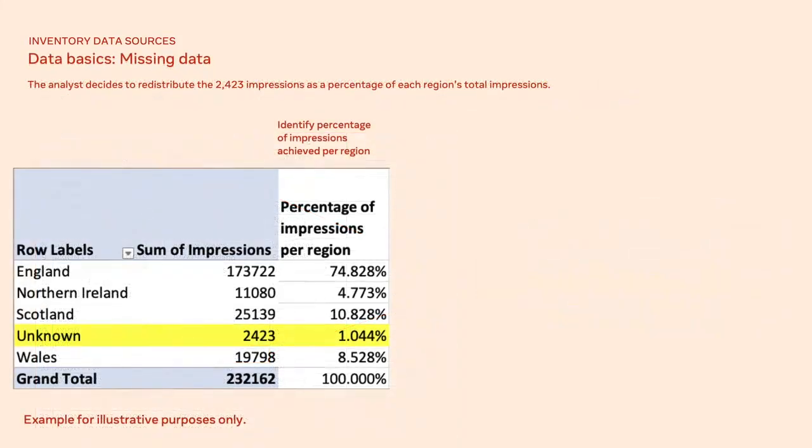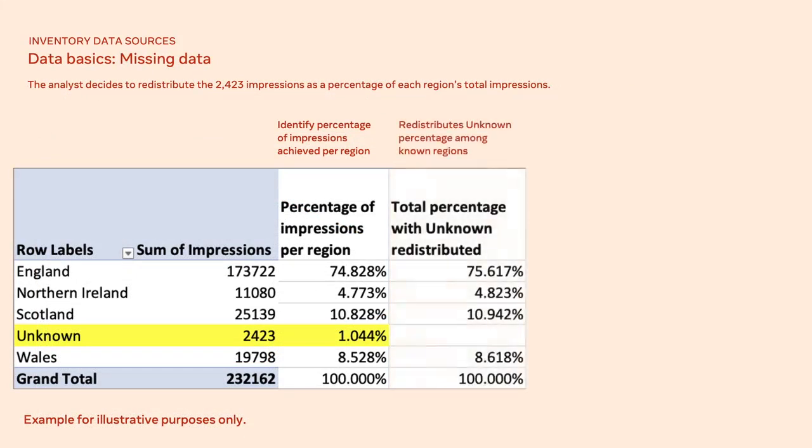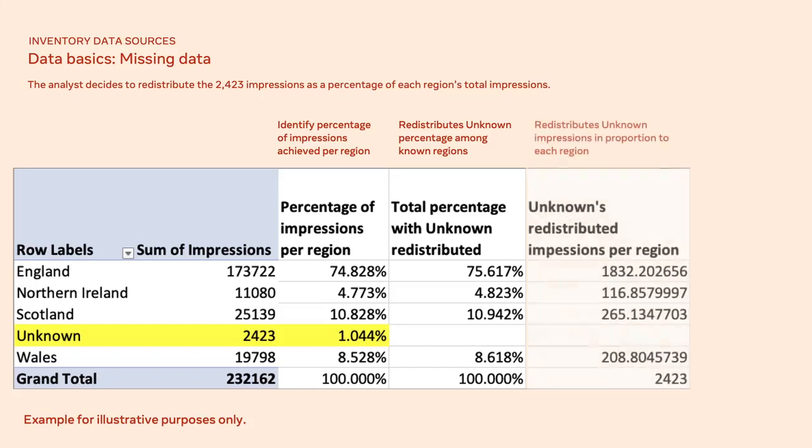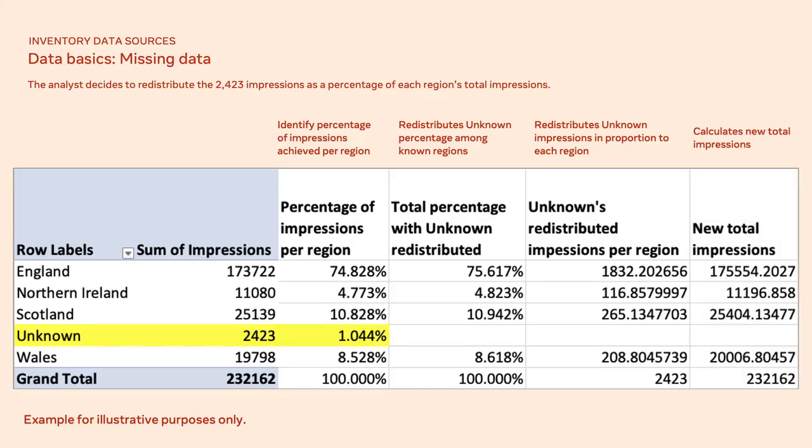First, the analyst identifies the percentage of impressions achieved per region. Then, the analyst redistributes the unknown percentage of 1.044% among the other regions in proportion with what that region achieved. With the new percentage totals, the analyst can determine how much of the 2,423 unknown impressions should be distributed to each region. And the analyst then determines the new total impressions per region. This allows them to continue the analysis of the effectiveness of ad spend per region without omitting any data at all.